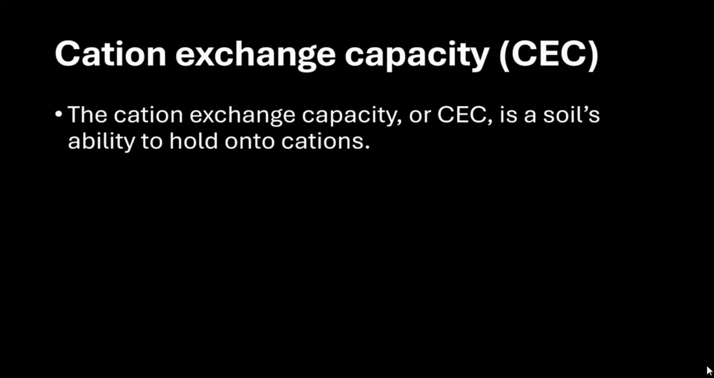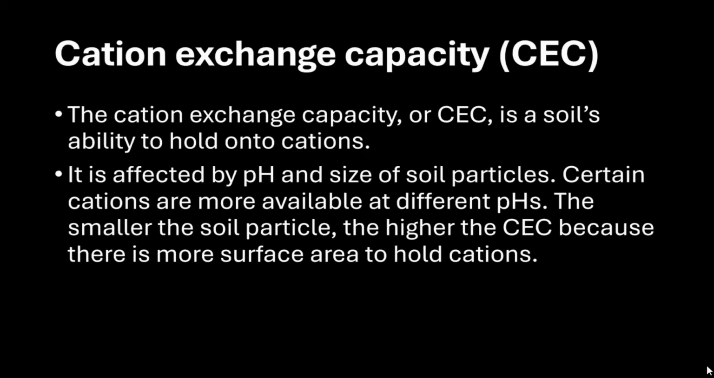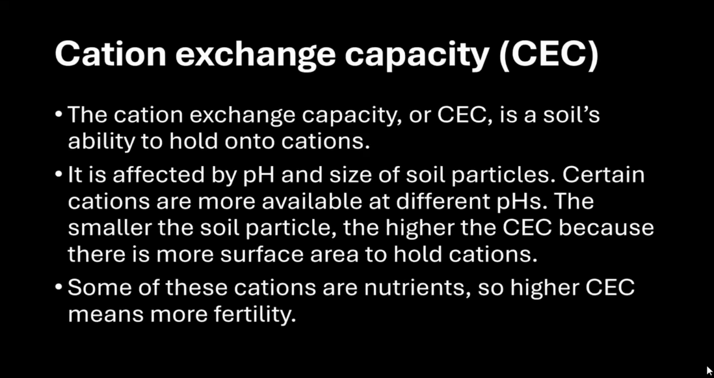Cation exchange capacity. The cation exchange capacity, or CEC, is a soil's ability to hold on to cations, or positively charged ions. It's affected by the pH and the size of the soil particles. Certain cations are more available at different pHs, and the smaller the soil particle, the higher the CEC, because there's more surface area to hold the cations. Some of the cations are nutrients, so a higher CEC means more soil fertility.